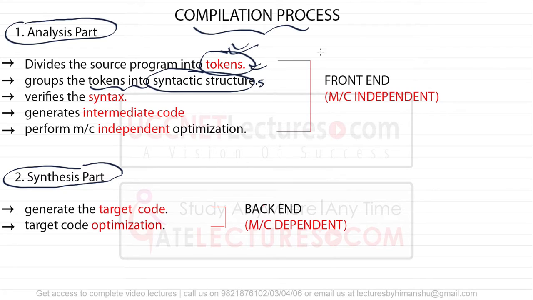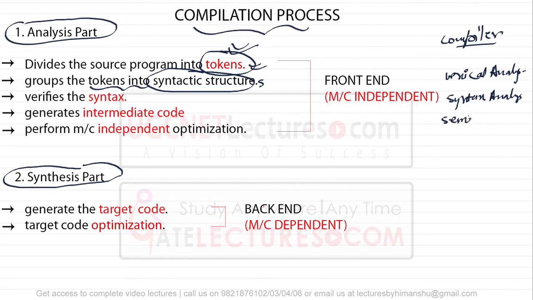There are multiple parts in a compiler. Number one is the lexical analyzer. Second one is the syntax analyzer. Third one is the semantic analyzer. Fourth one is the intermediate code generator. Fifth one is the code optimizer. And sixth one is the target code generation.